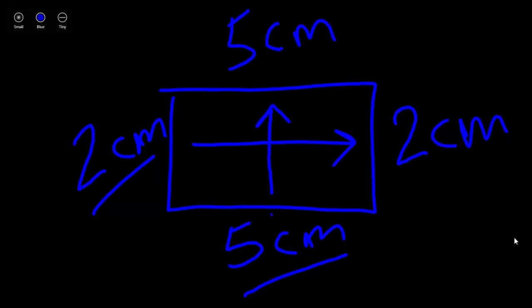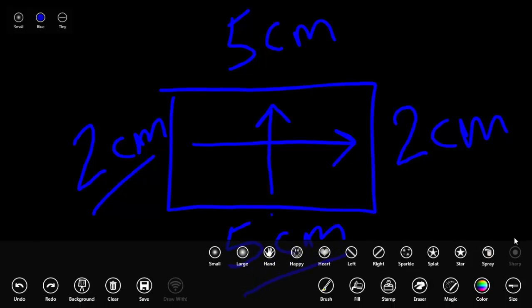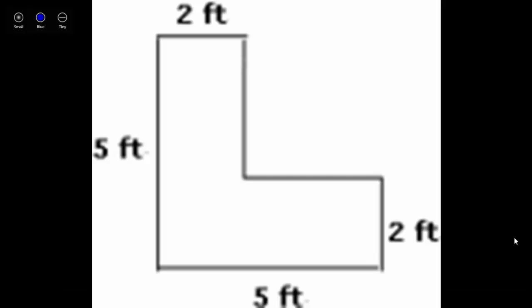Moving on to a more complex problem now. We're given this figure. Now, we're given 5 feet on the bottom, 5 feet on this side, and both these short sides, 2 feet, 2 feet, are equal to 2 feet. Now, first step.